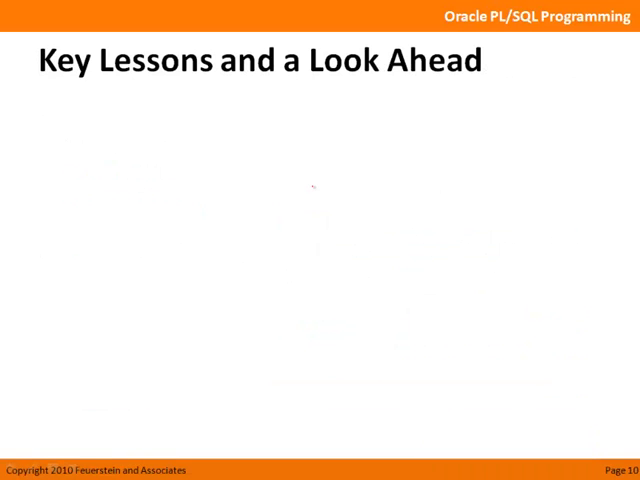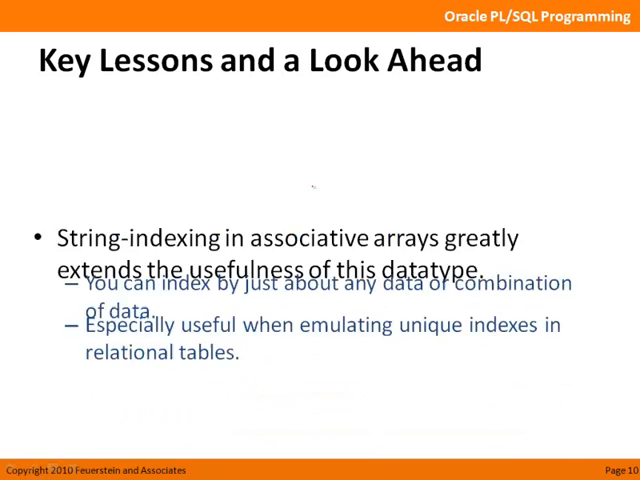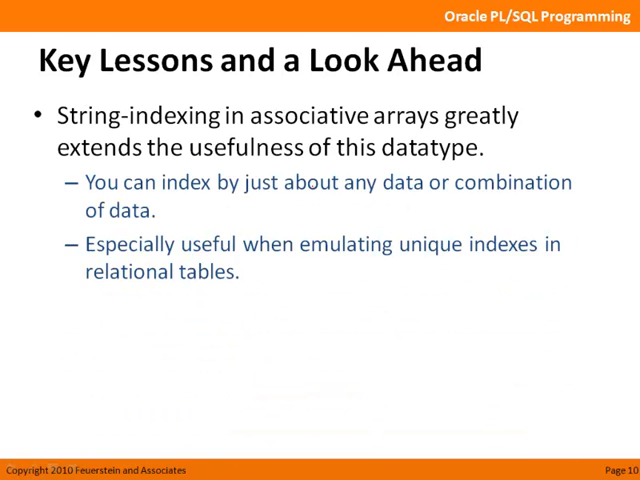All right, some key lessons and to look ahead. String indexing in an associative array greatly extends the usefulness of the data type. You can index by just about any data or combination of data as long as you can convert it to a string. It's especially useful when you're emulating unique indexes in relational tables, because those unique indexes are not always just a bunch of integer values. They can be strings, combinations of different columns, and so forth. So you can get a tremendous amount of benefit from the string indexing.